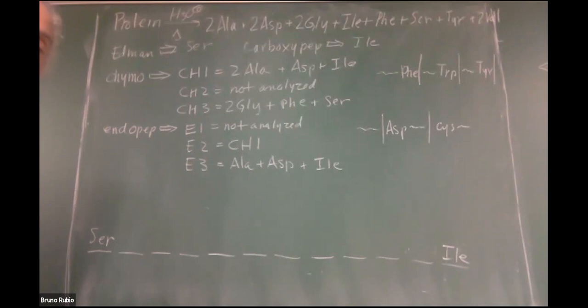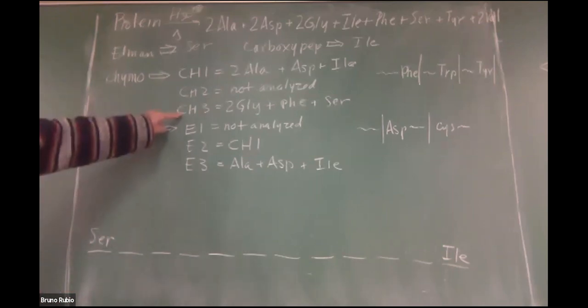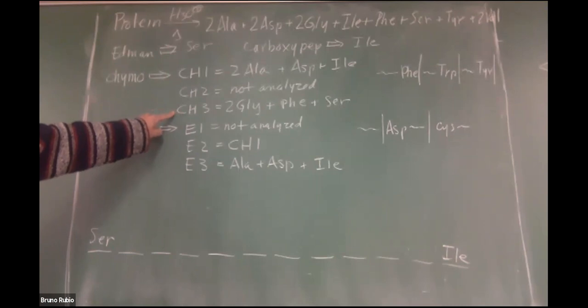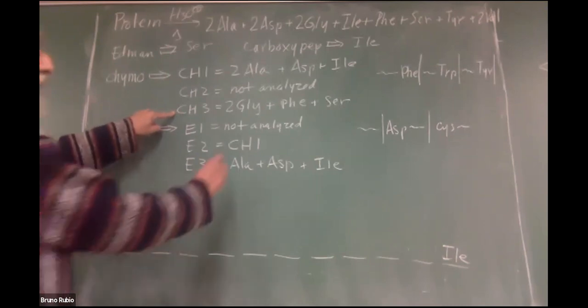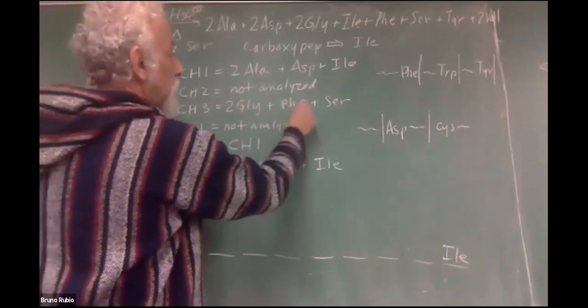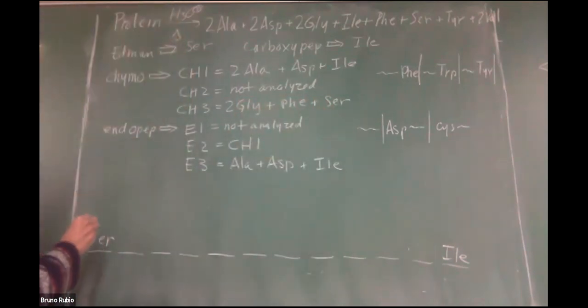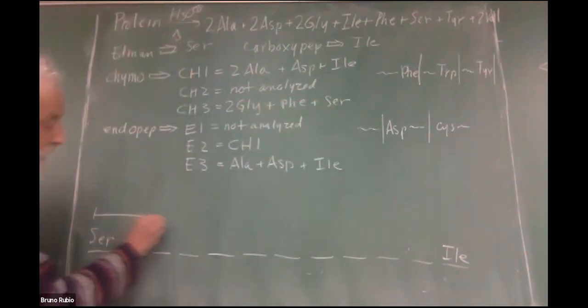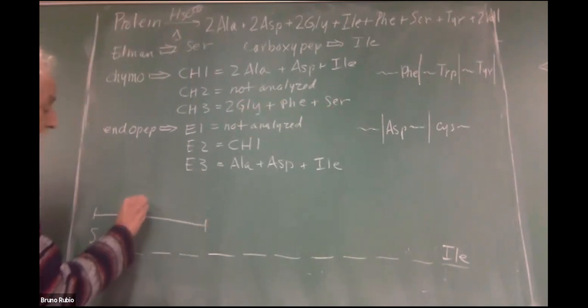Okay, so do you think you could do this problem? Do you think you could sequence it? What are we looking for? We're looking for regions of overlap. Okay, so there's only one serine. We know where he lives at the front. And so we see that serine came out in the fragment CH3. And CH3 is 1, 2, 3, 4 amino acids long. So this must be CH3 here.